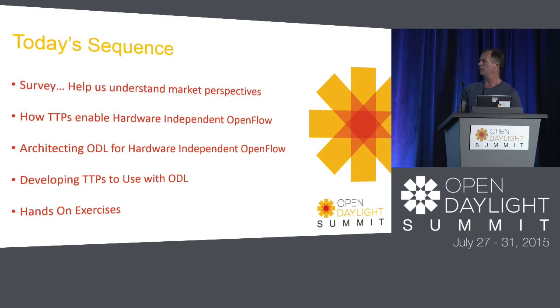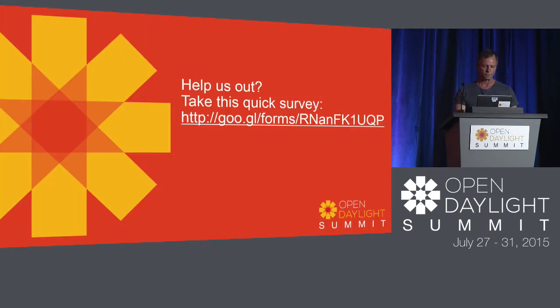We'll talk about how TTPs enable hardware independent OpenFlow. What is this TTP thing you keep talking about? And like OpenFlow, ultimately, when this stuff's adopted, there won't be that many people that know the details of OpenFlow, or probably the details of TTP. Our job is to take advantage of that technology and then hide all the hardware from everybody. And then how do we architect Open Daylight to give us hardware independent OpenFlow? Then we'll look at what some of these tools do and how to use TTPs with Open Daylight. And then the exercise.